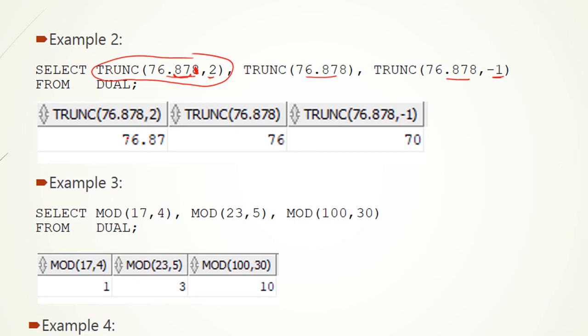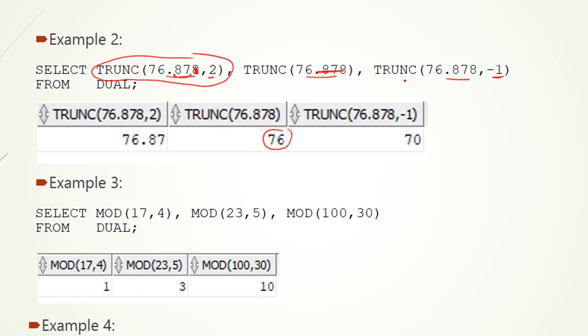So the output will be 76.87. Trunc 76.878 is the same as trunc 76.878, 0. If you put 0 or leave it out, it is the same thing. That means remove all decimal points, so it will truncate all decimal points and retain only 76, as we can see.